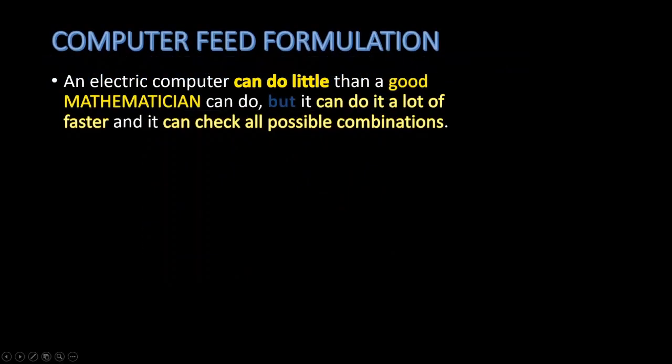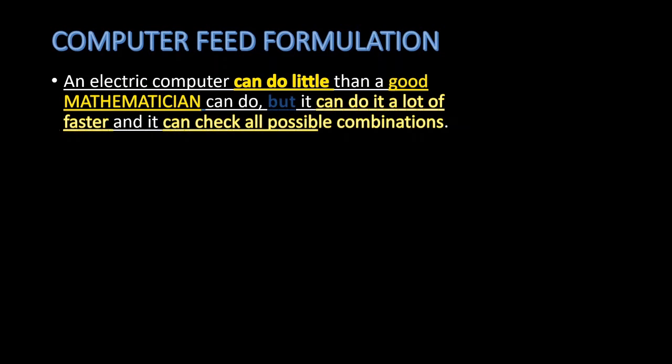So what is computer feed formulation? Computer feed formulation is simply doing calculations or formulating a diet by using a computer. A computer is an electric device that can do little more than a good mathematician can do, but it can do it a lot faster and it can check all possible combinations. That's why computers are more frequently used rather than doing calculations manually.